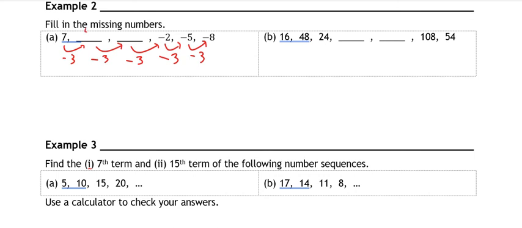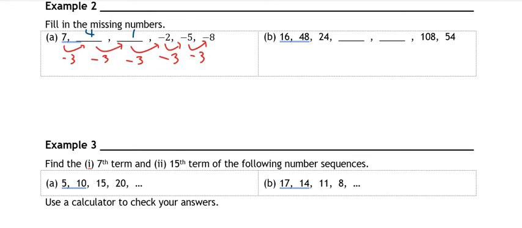So let's start. 7 minus 3 is 4, right? And 4 minus 3 is 1. 1 minus 3 is -2, -5 and -8. So this rule is correct, right? So that's for part A for filling in the missing number.